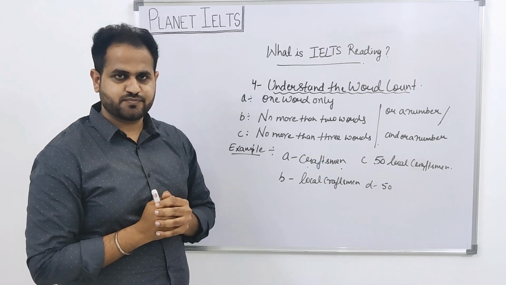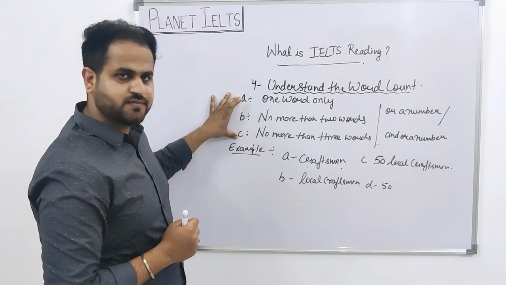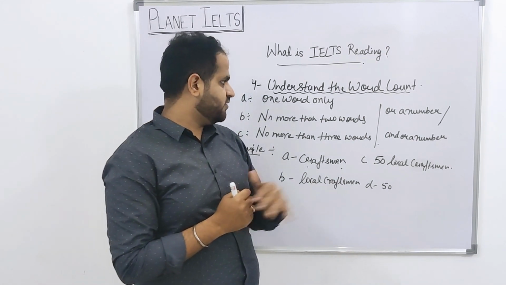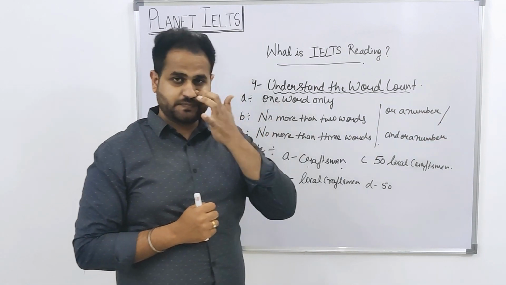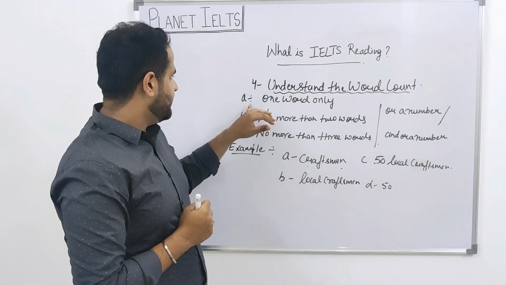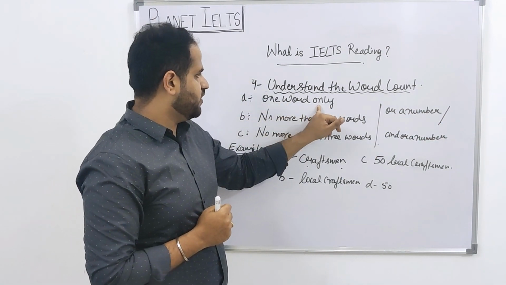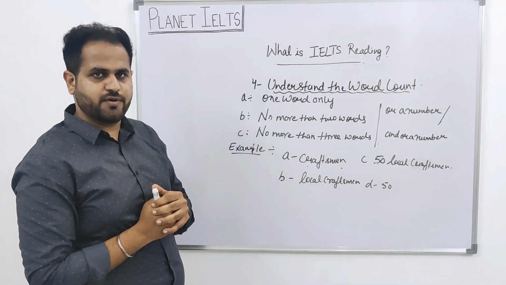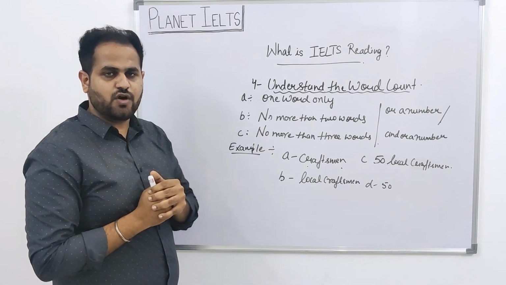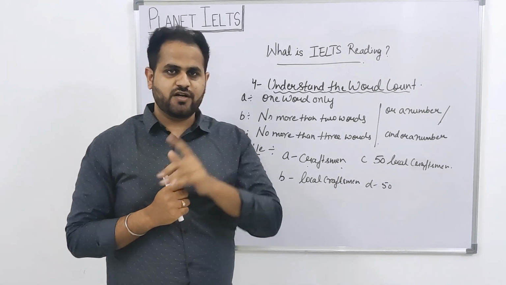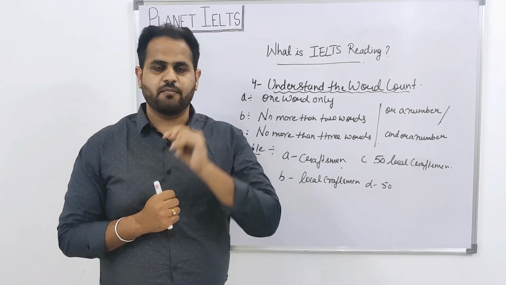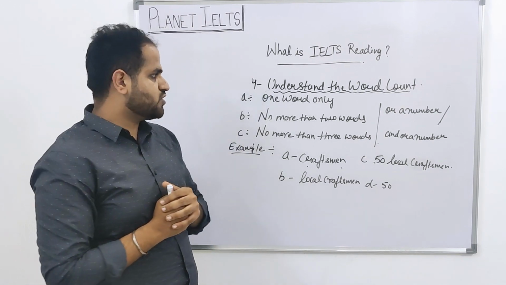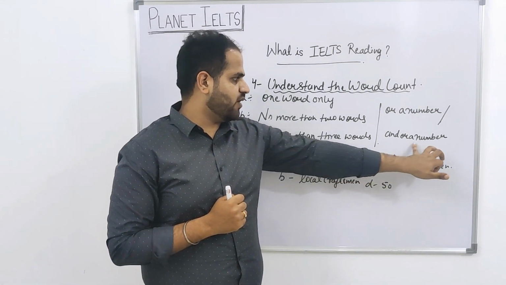Along with these, there can be another option given, or a number. Now, for example, it is written 1 word only or a number. 1 word or a number. Now, in this case, your answer could be in 1 word or in a number. There is also a second option, and or a number.